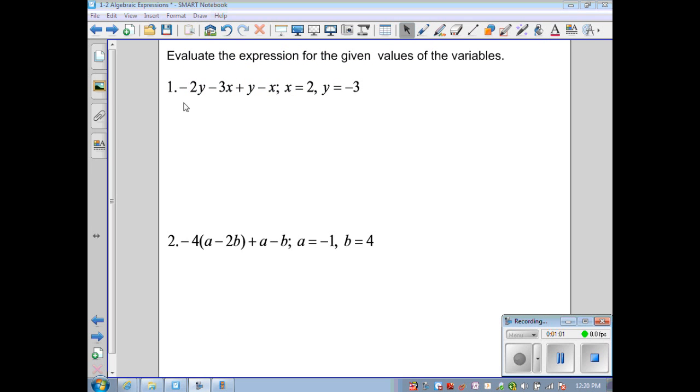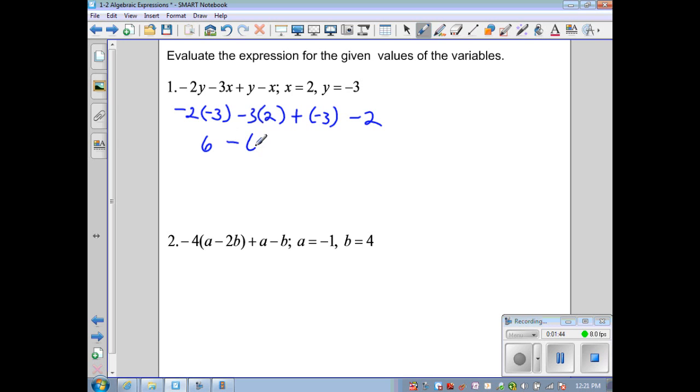Let's continue with some more examples. Number 1: negative 2y minus 3x plus y minus x, using x equals 2 and y equals negative 3. We copy the problem, then we substitute: negative 2 times negative 3 minus 3 times 2 plus negative 3, or you could just put minus 3, minus 2. Then we take care of the multiplication first. Negative times a negative is positive 6.